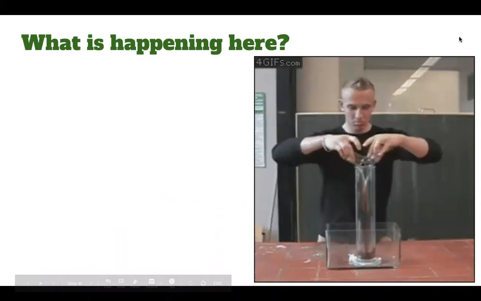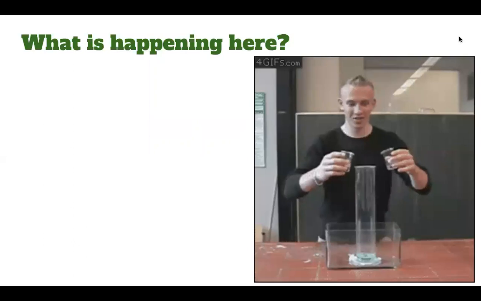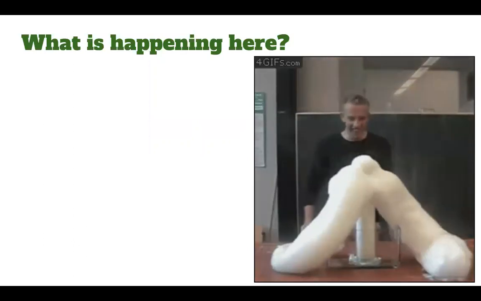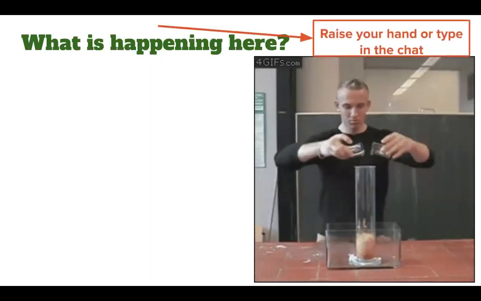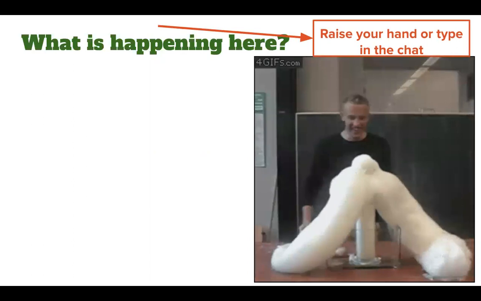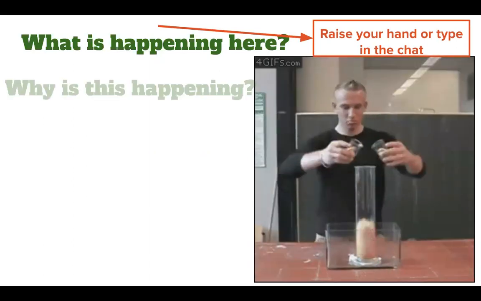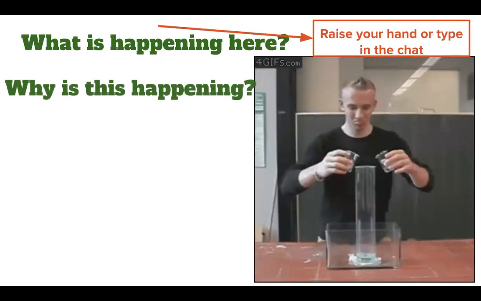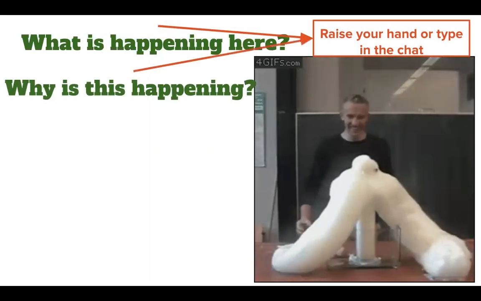So the box at the bottom of your notes where it says, what is happening here? It's referring to this wonderful GIF that is currently on my screen. Take a look at what's happening here. If you need to pause the video at this time, go ahead. Here it says raise your hand or type in the chat. That's okay, you don't need to do that, but pause here to type in that box what you think is happening. And in addition to saying what is happening, go ahead and say, why is this happening? Pause now to fill out that section.